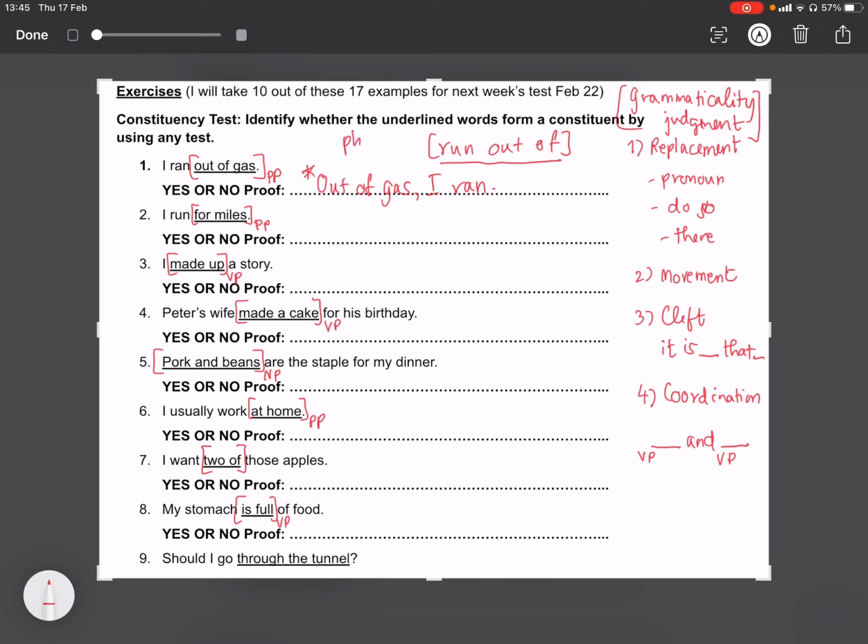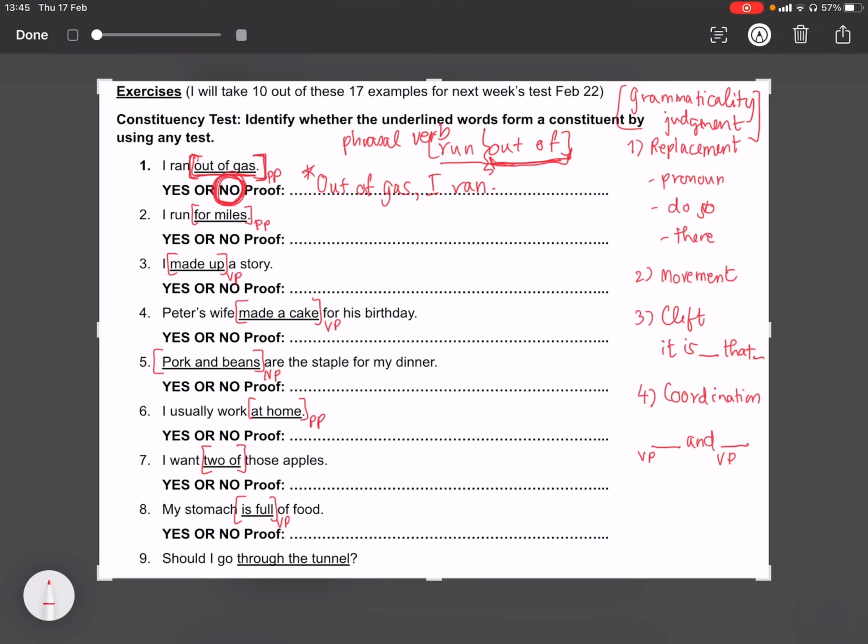So this is called a phrasal verb, okay? They cannot be broken up and move just the out of somewhere else, okay? Like out of gas, I ran. It's weird. Out of money, I ran. Out of money, I am. Nobody says that. They would say, I'm out of money. I ran out of money. So the answer for this is no. Out of gas, the one that is underlined here, is not a constituent.